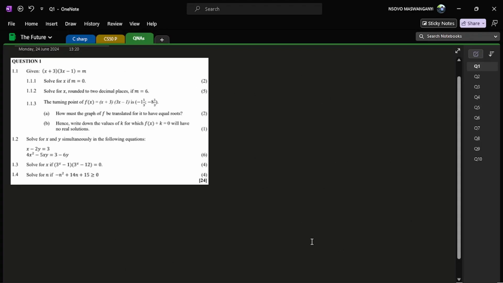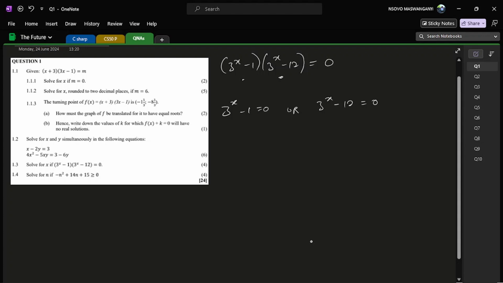Question 1.3. We are told to solve for x if we have those two factors multiplying and giving us 0. So here's what we do. We know that from the first question where m was 0, we can also do the same thing. We can say 3 to the power of x minus 1, 3 to the power of x minus 12 being equal to 0. So if the multiplication of these two gives us 0, it means this should be 0 or this should be 0. So we can easily say that 3 to the power of x minus 1 should be equal to 0, or 3 to the power of x minus 12 should be equal to 0, right?